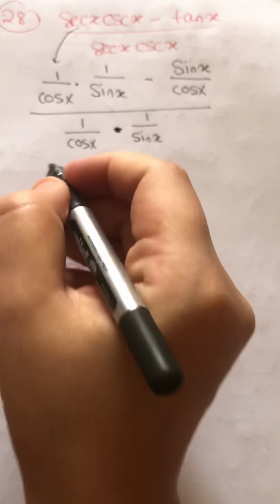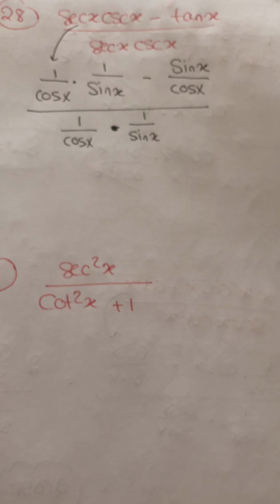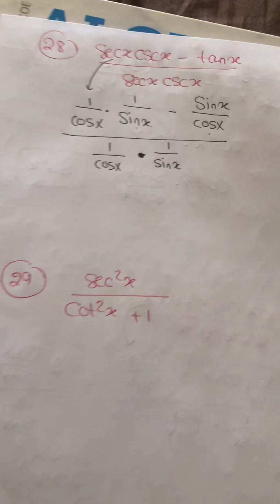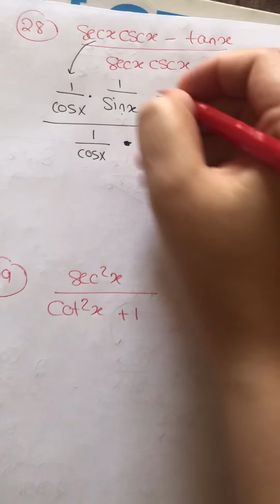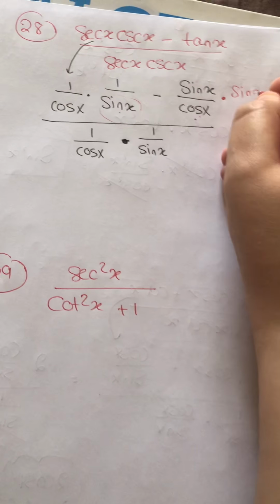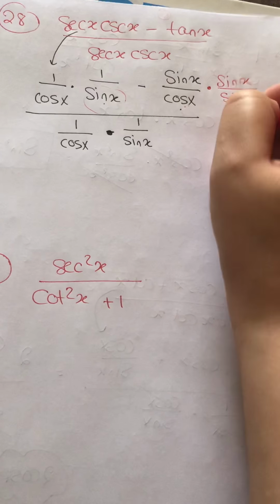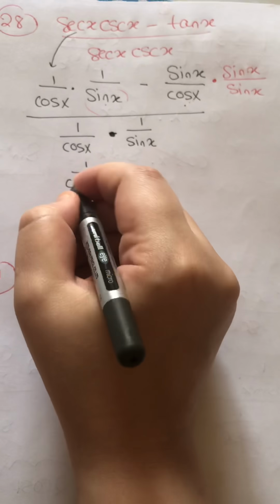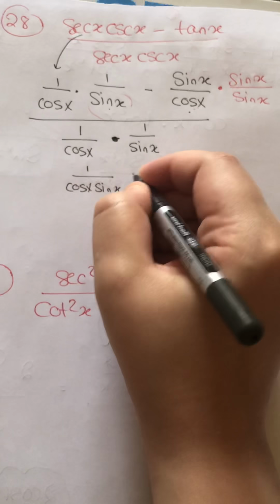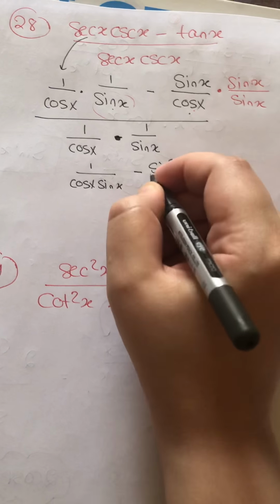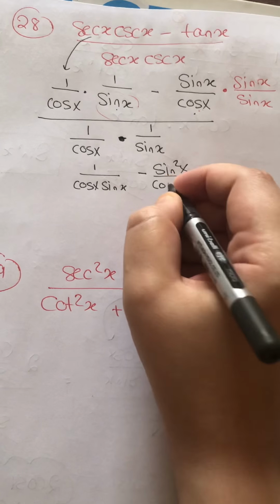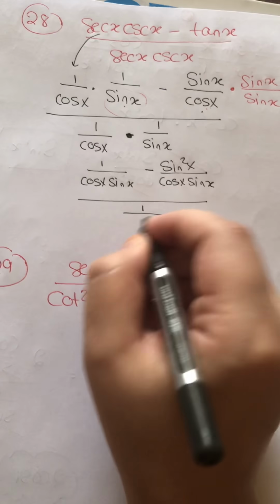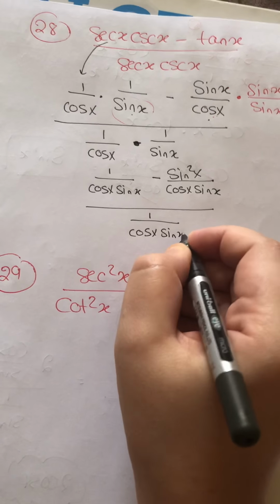So I have a problem in subtracting the numerators. What is the problem? The problem is that this is cosine sine and this is only cosine. So if I want to subtract them, this is missing a sine, right? So I will have to multiply up and down by sine x to keep it equal to the same fraction. I will end up with 1 over cosine x sine x minus sine squared. Here the Pythagorean identity started showing, over cosine x sine x, all over 1 over cosine x sine x.